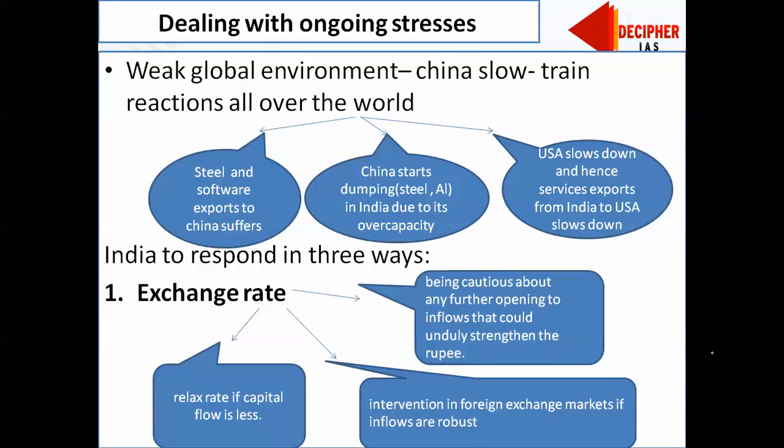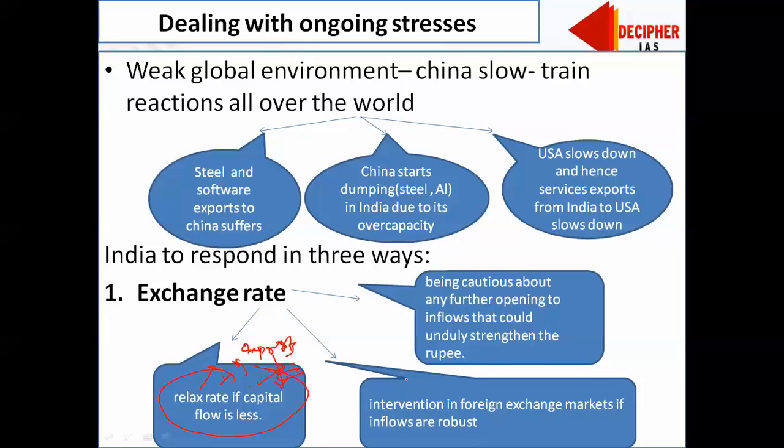First of all, through the exchange rate. It can relax the rate if capital flow is less. That is, if less foreign money is coming inside India, it can depreciate its currency. It will lead to more exports and hence more foreign exchange coming into India.